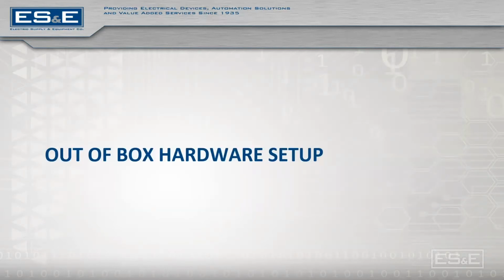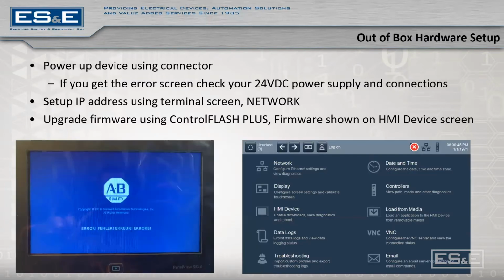So when you order and get a new PanelView, there's a couple of things you're going to need to set up immediately. So out of the box, you need to power up your device. If you power up the device for the first time and you see the error screen shown in the bottom left corner, typically that is going to be an issue with your 24-volt DC power supply or the connection. So check your connectors on that. If you refer to the manual, it will say it has a hardware error, but we have found most of the time that it will be just simply an issue with your power supply.